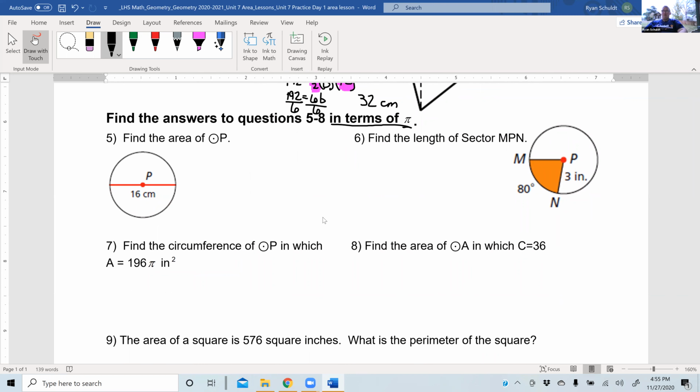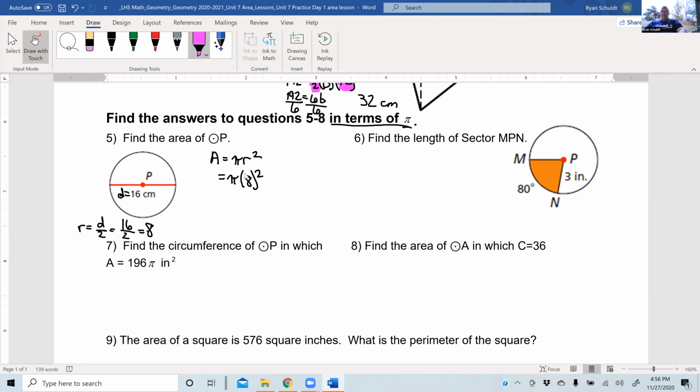Because I'll count them all wrong. Find the area of circle P. Well, area of a circle is pi r squared. What's this 16 though? Is this our r? No, this is diameter. So to get my radius, I need to do diameter divided by 2. 16 divided by 2 is 8. So that's what I'm going to plug in for r. Pi times 8 squared.